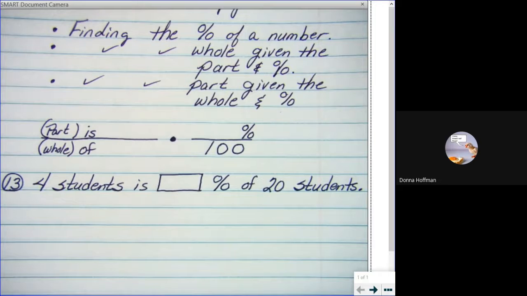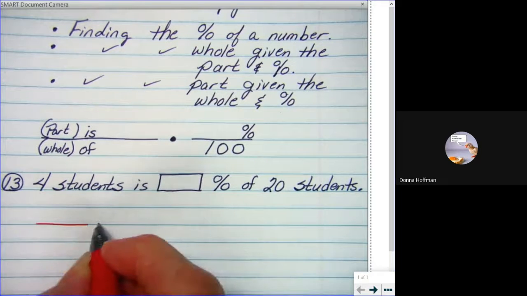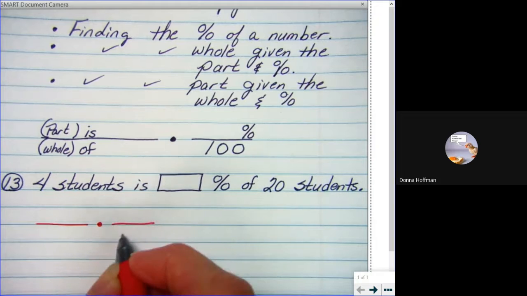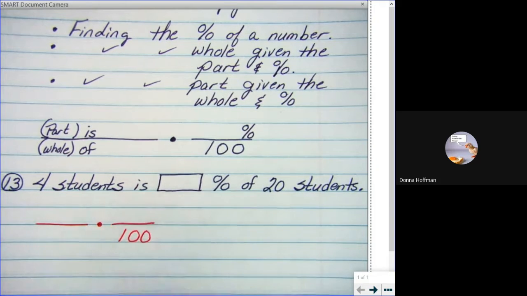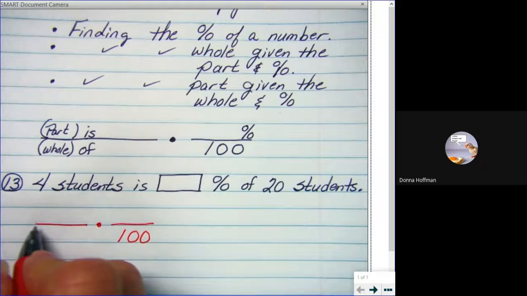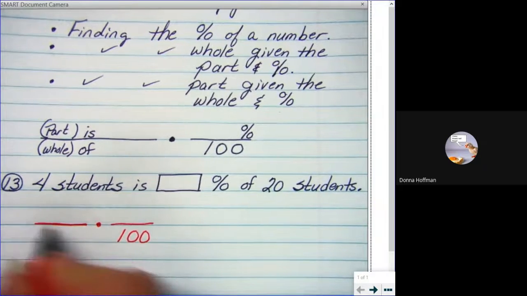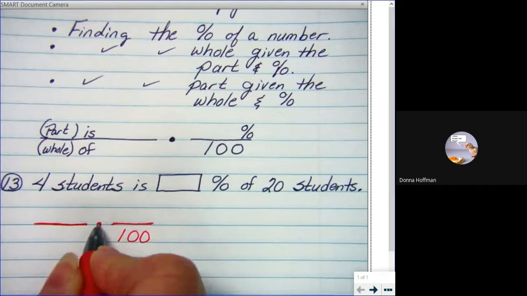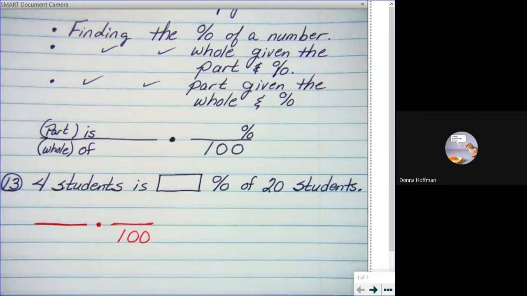Number 13, 4 students is blank percent of 20 students. So we're going to identify which pieces and parts are what. I guess I can use red. First thing I'm going to do is set up my format that will never ever change. So my format is now set up. And I will wait for everybody to put their pencils down because then I'll know that you're caught up with the notes. And then we'll talk about how we piece and plug this in.